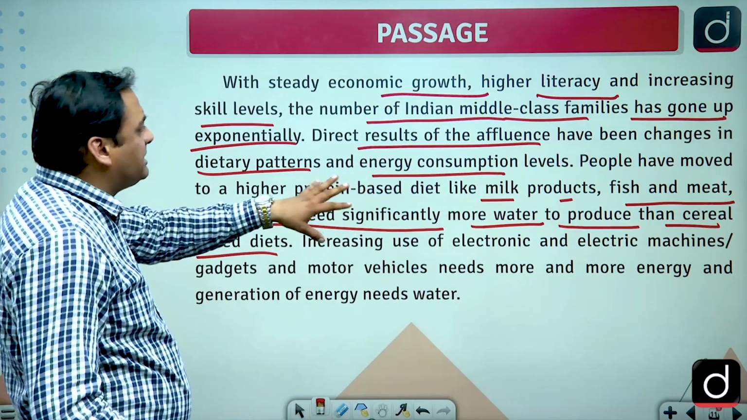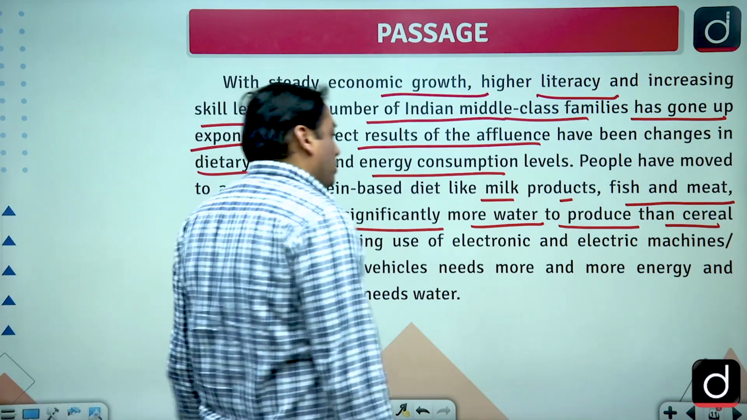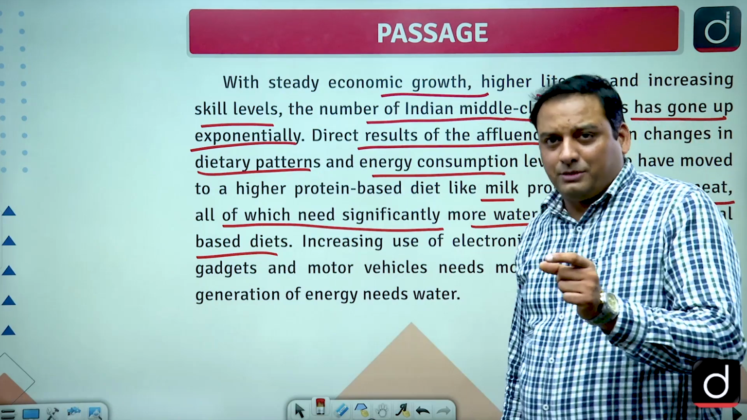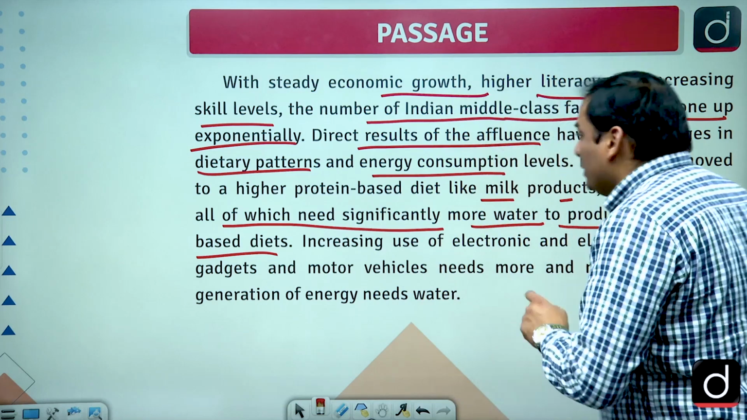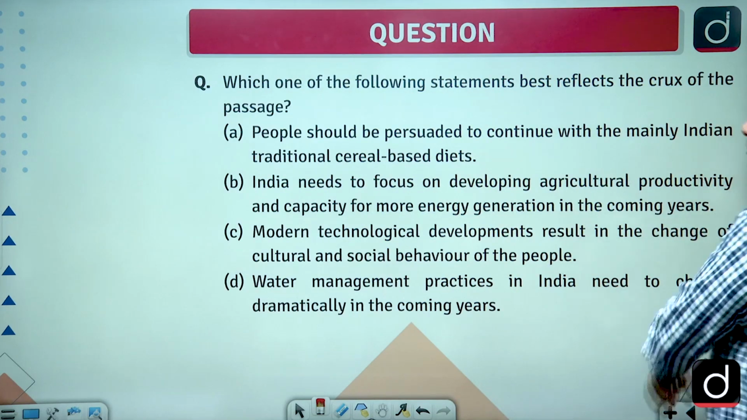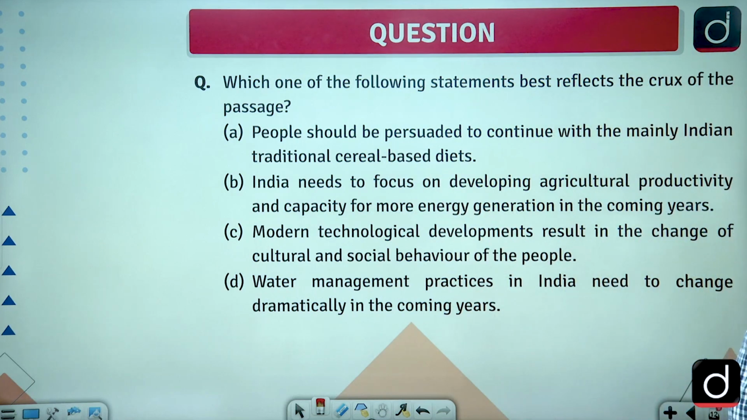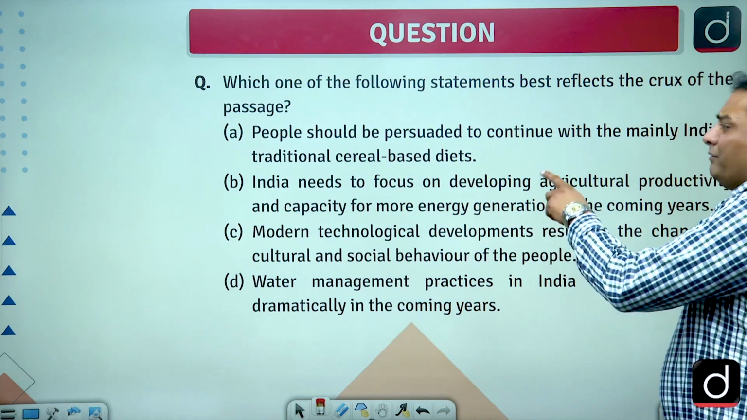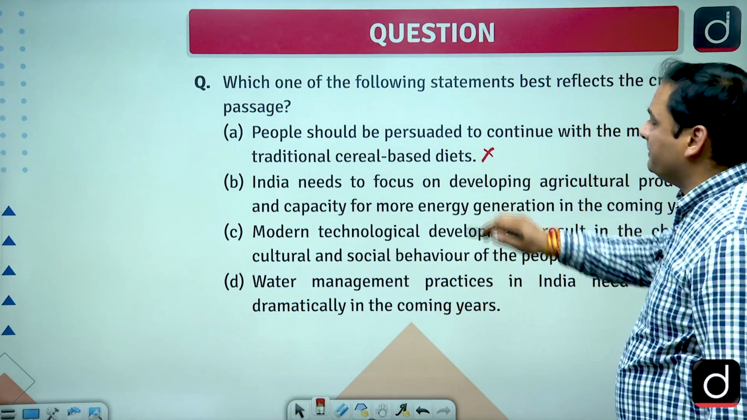Then the second thing, energy consumption level. Here it is again needed what? Lot of water. So the passage is talking about on which commodity you should understand. Now come to the statement. People should be persuaded to continue with the mainly Indian traditional cereal based diet. The passage is putting the pressure, people have to use what? Traditional cereal based diet? No, it is not written there.